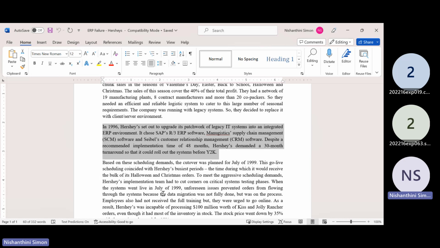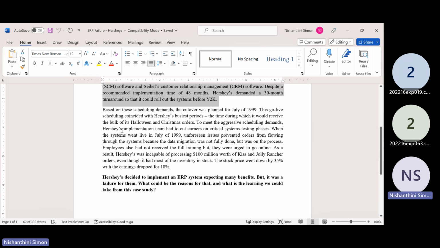Because of this only, they could not do proper testing. The other main issue is that they needed to go live before Y2K. What is this Y2K? 2000. So they had planned to go live before 2000. Because of that only, you find all the other issues coming up. So if you find the issues, the learnings are there. They didn't do that, so we have to do that. I'm sure you all will be able to.